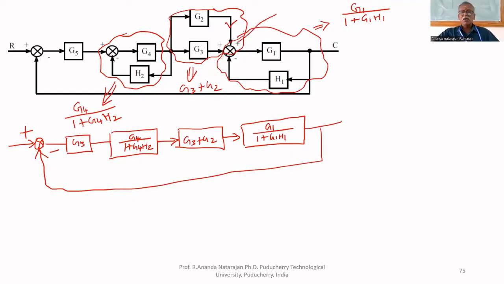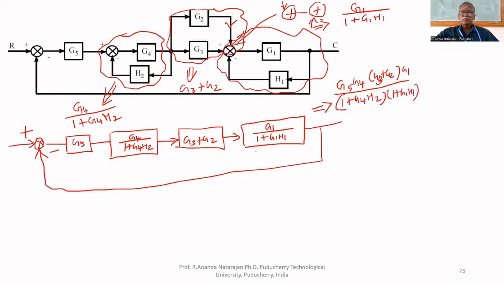You have to separate this summing block into two summing blocks, one for the forward path and another for feedback. Like that, you have to separate this into two summing blocks. So now we can multiply all these together. This is equal to G5, G4, G3 plus G2 multiplied by G1 upon 1 plus G4H2 multiplied by 1 plus G1H1. This is one step. Again, you have to draw like this.